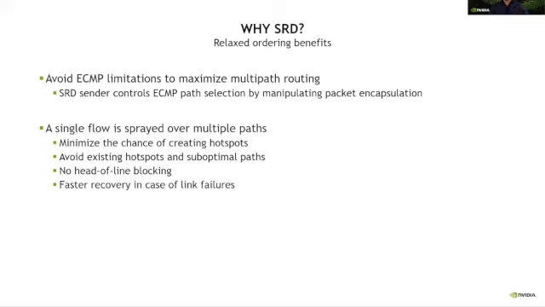It also resolves head-of-line blocking issues and allows for a faster recovery from link failures, for instance, because the packets don't have to wait for a connection to be reestablished. They can just use another alternative path that exists in the network. And the AWS network has a lot of these alternative paths.